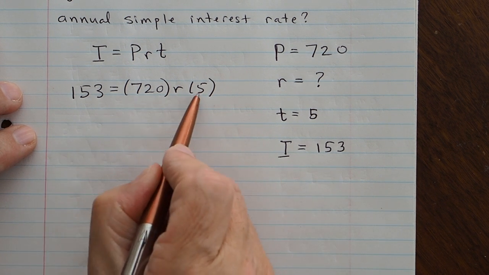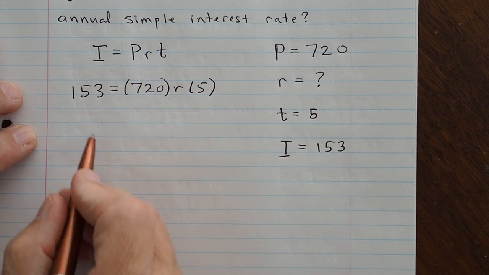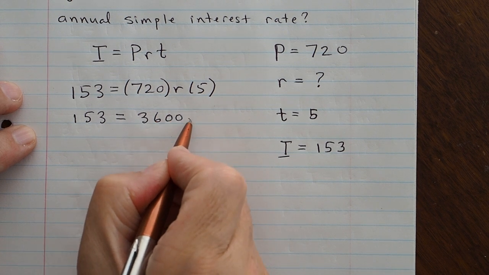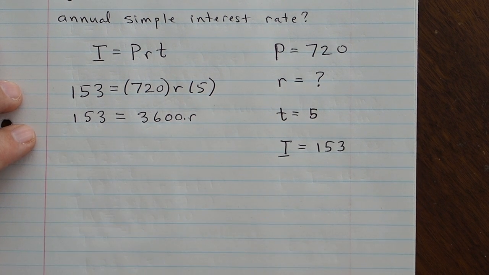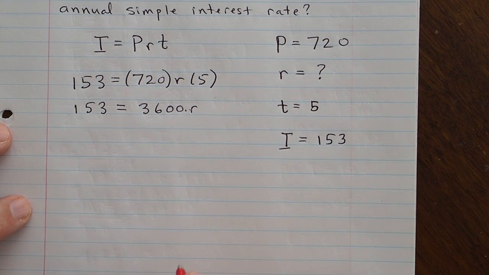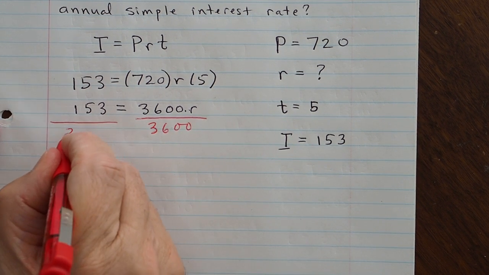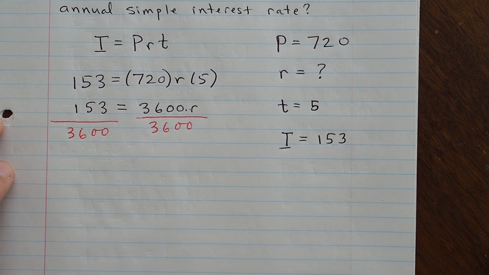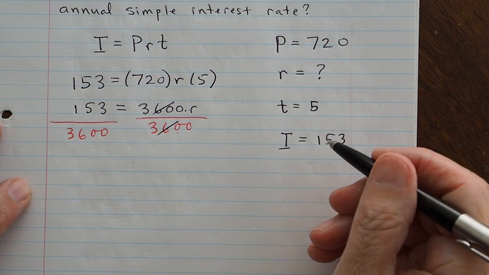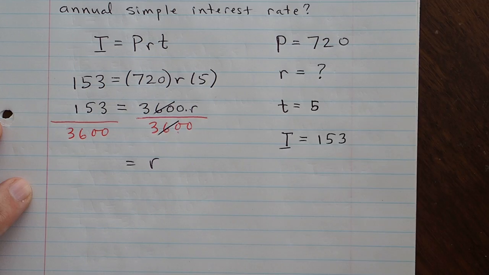So I'm going to simplify the right side by multiplying 5 times 720. So I go 5 times 720, and that's 3,600 times R. Now I want to solve for R. Multiplication's going on here, so in order to find out what R is, I will divide by 3,600 on both sides. There it is. Now 3,600 divided by 3,600, that's going to be just 1, because it divides into itself once. They cancel out. And so you get R is 153 over 3,600.